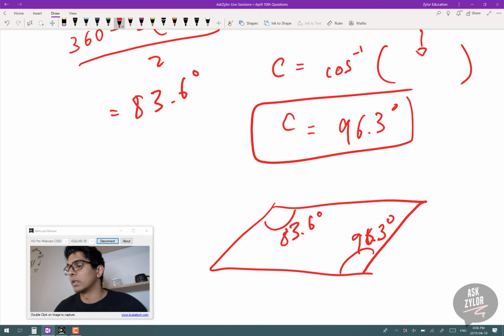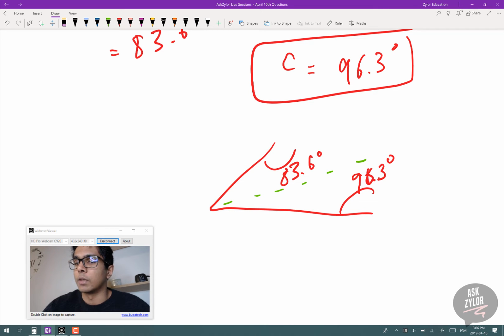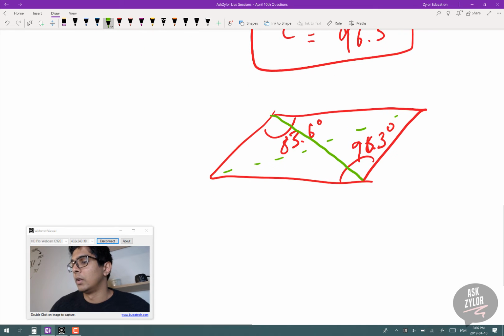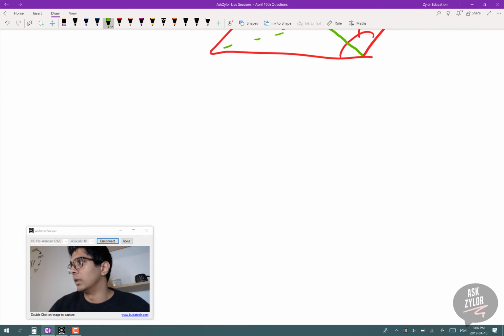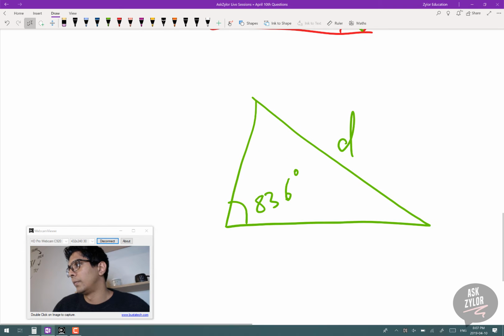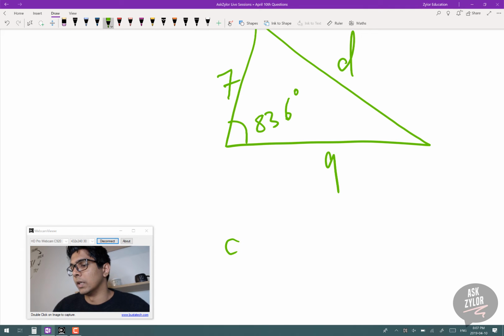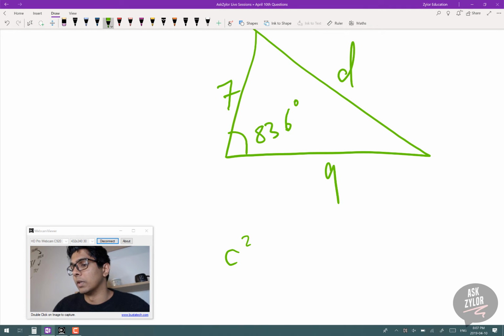So the second question is asking me what's the other diagonal. The diagonal I used was the longer one. The second part of the question is asking me what's the shorter diagonal, so they're asking me what this is. For this, I'm going to set up another triangle with the new angle that I found, 83.6 degrees, and I'm trying to find what this is. I know this is 9, I know this is 7. So once again, I'm going to use my cosine equation. I'm going to associate my d with my c value. I'm rewriting the cosine equation.